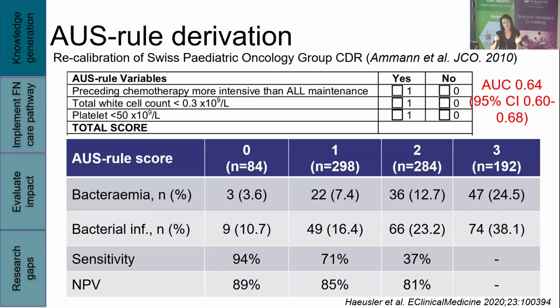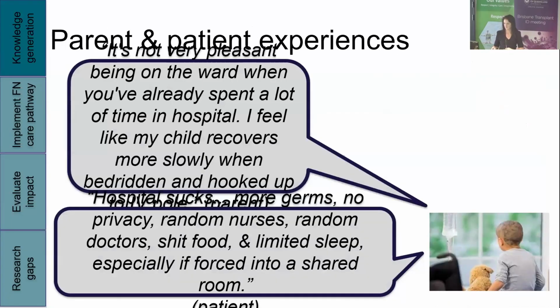So rather than just have a rule that was simply low and high risk, we were able to develop a pathway that used that spectrum of risk and took that into consideration. The 0s have a very low chance of a bloodstream infection, which is what we're ultimately most worried about, at 3.6%, and the 3s have a 1 in 4 chance of having a bloodstream infection.